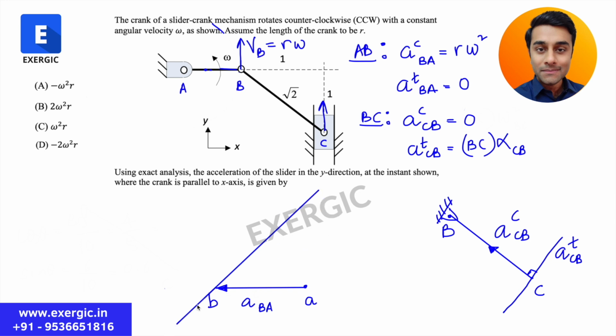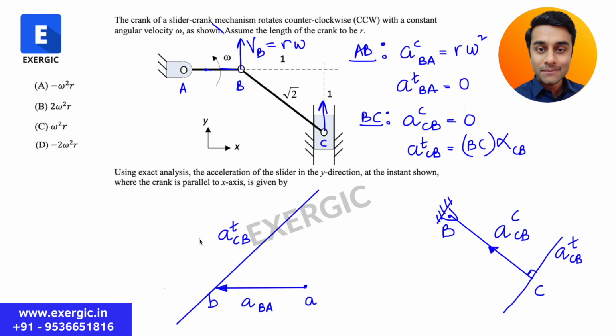But tell me, should we make the arrow like this or like this? Do we know the direction of tangential acceleration of C with respect to B? Look, since the value of alpha of CB is not known to you, you don't know whether it is in this direction or in that direction. So it is best not to put any arrow here. Just put a straight line, right? We don't know the direction. It is just the tangential acceleration of C with respect to B.